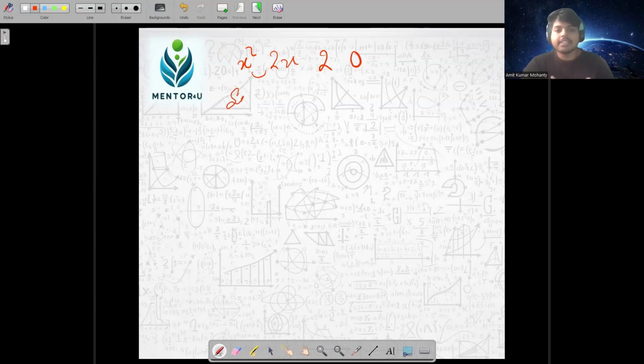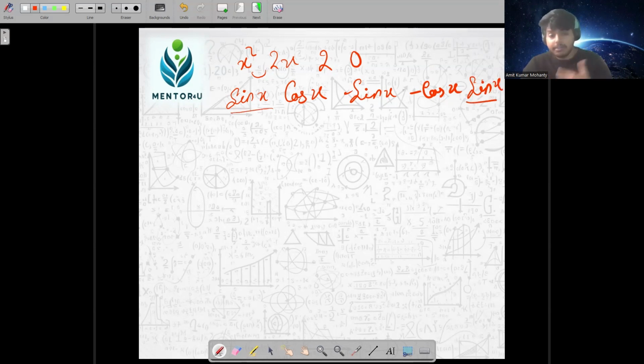But let's say another function is sin x. After differentiation of sin x it is cos x, then differentiation of cos x is minus sin x, then differentiation of minus sin x is minus cos x. And differentiation of minus cos x will be plus sin x. So you can see what is happening: the original value was getting repeated after taking the derivative multiple times.